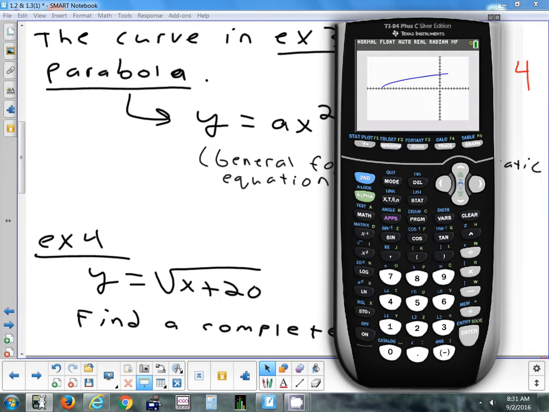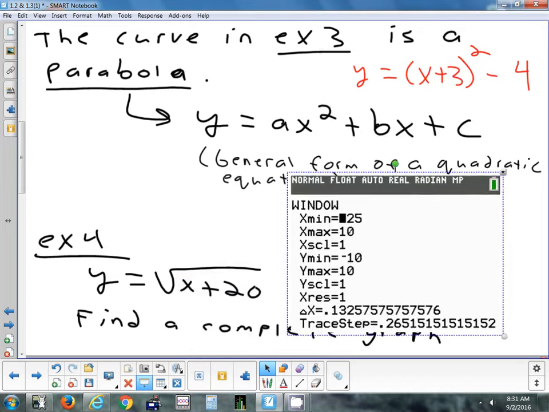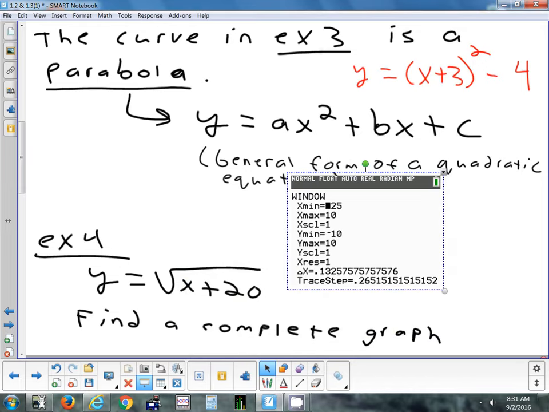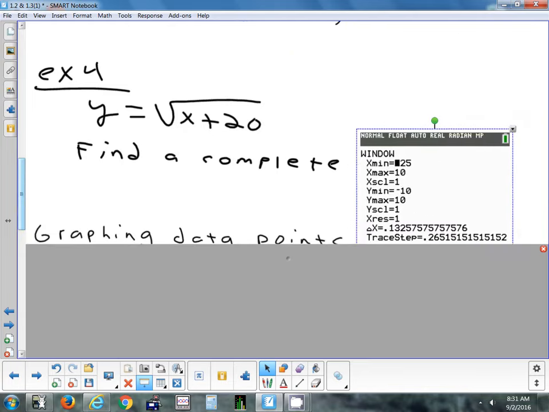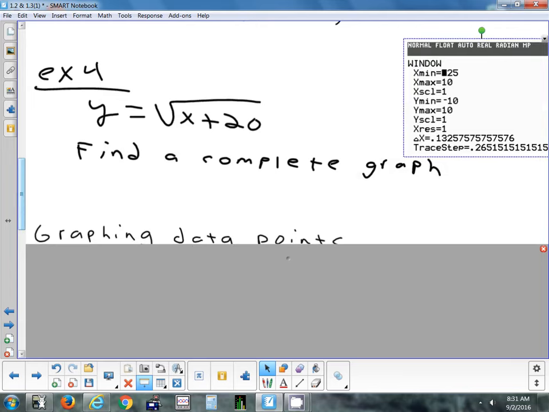Now I can definitely see that it's curved. And I can see that it's starting right where x is negative 20. The graph doesn't even exist to the left of that. Okay? Because if you try to plug in negatives, you're going into imaginaries, and this calculator can't graph imaginaries. Okay? So for a complete window, what I have right on the screen, that's perfect. I'll just put this over here. Any questions on that?